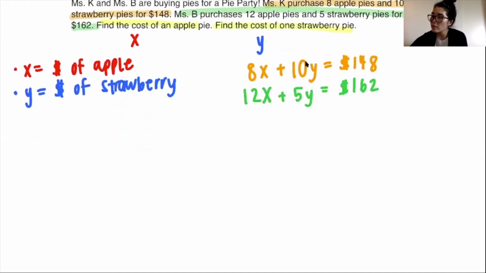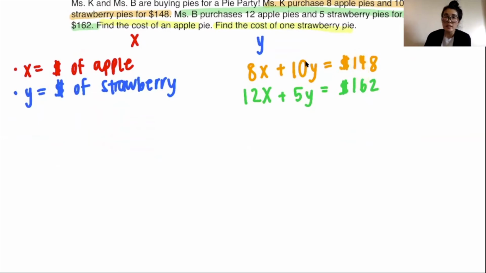Again, same process though. Make sure that your x's are lined up, make sure that your y's are lined up, the equal sign is lined up, and then also your numbers. In this case, they are, so we're good.